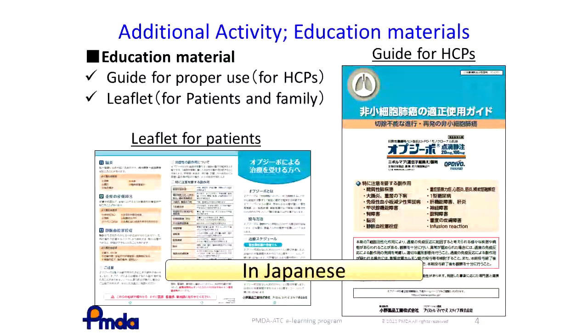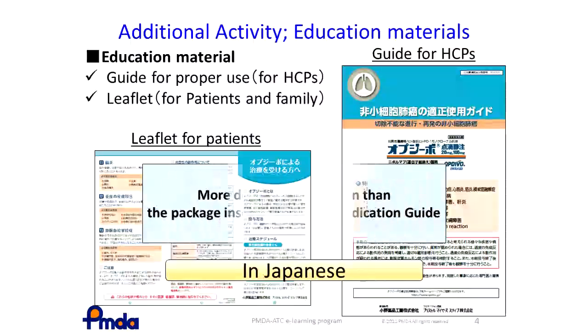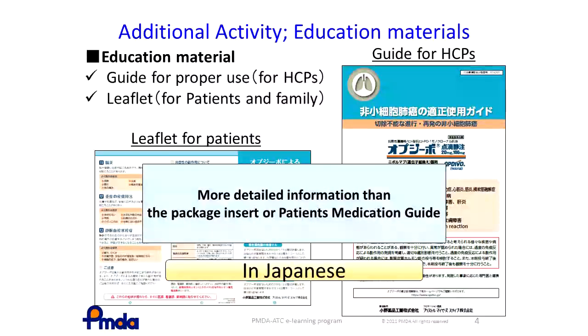Next, let's take a look at some examples of additional risk minimization activities in Japan. First, education material. These pictures show guide for HCPs and leaflet for patients. These education materials include more detailed information than the package insert or patient medication guide. When the information gathered by routine activity is imperfect to minimize the risks, PMDA requests companies to prepare these education materials. The purpose of education materials is to ensure the safe and proper use of drugs.